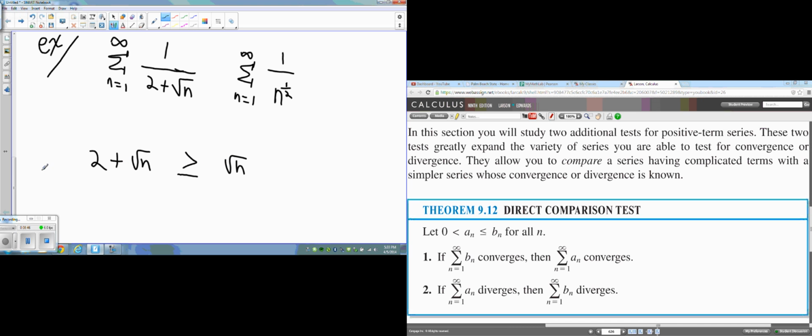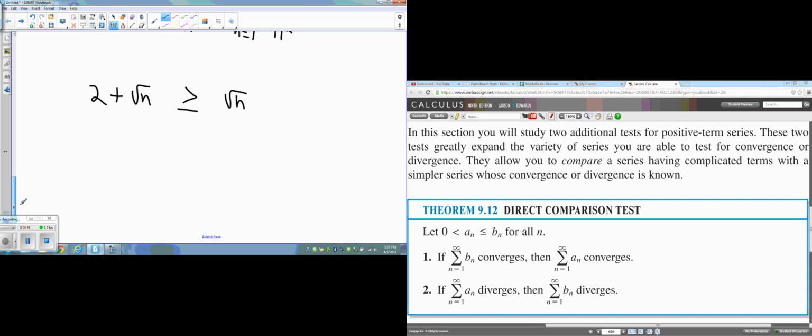Okay, so let's go ahead and do the same thing we did last time. We're going to flip both sides over. So I'll get 1 over 2 plus the square root of n is less than or equal to 1 over the square root of n. So this side is smaller than this side. Here's an, here's bn. Remember, bn is the one that is larger from the direct comparison test. Bn is the one that is going to be larger for all values of n.